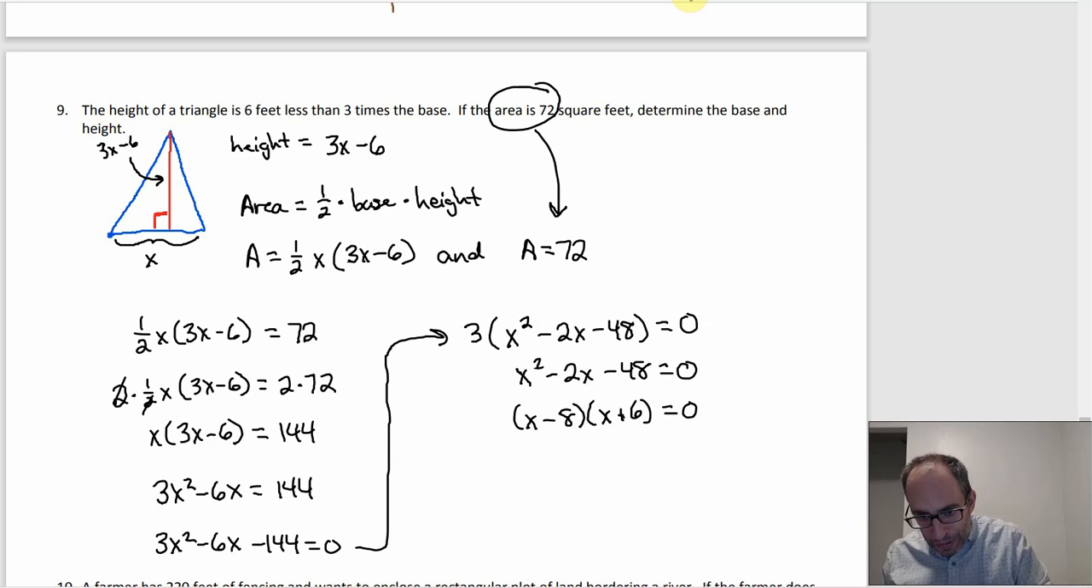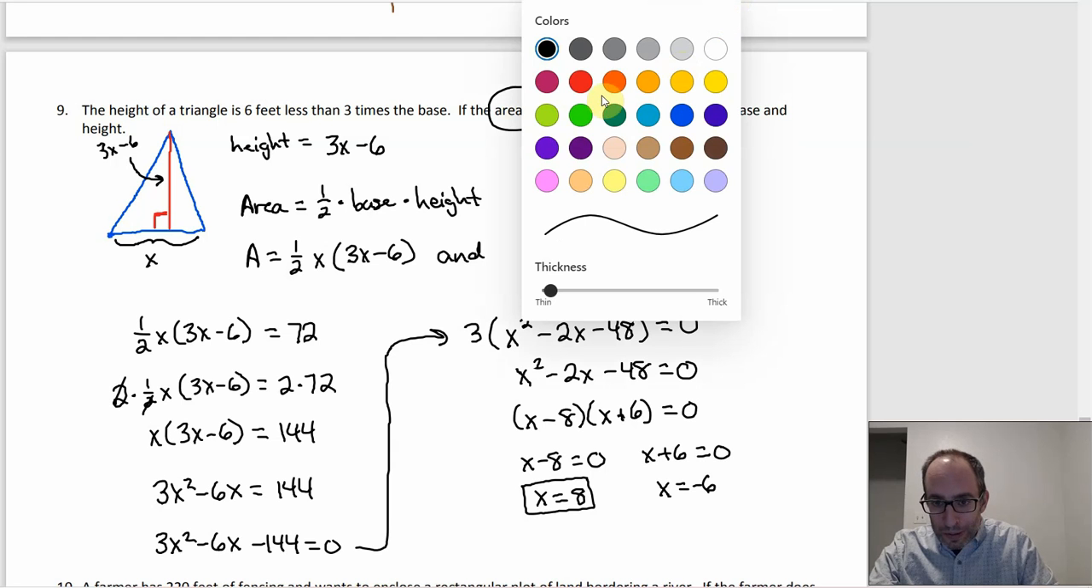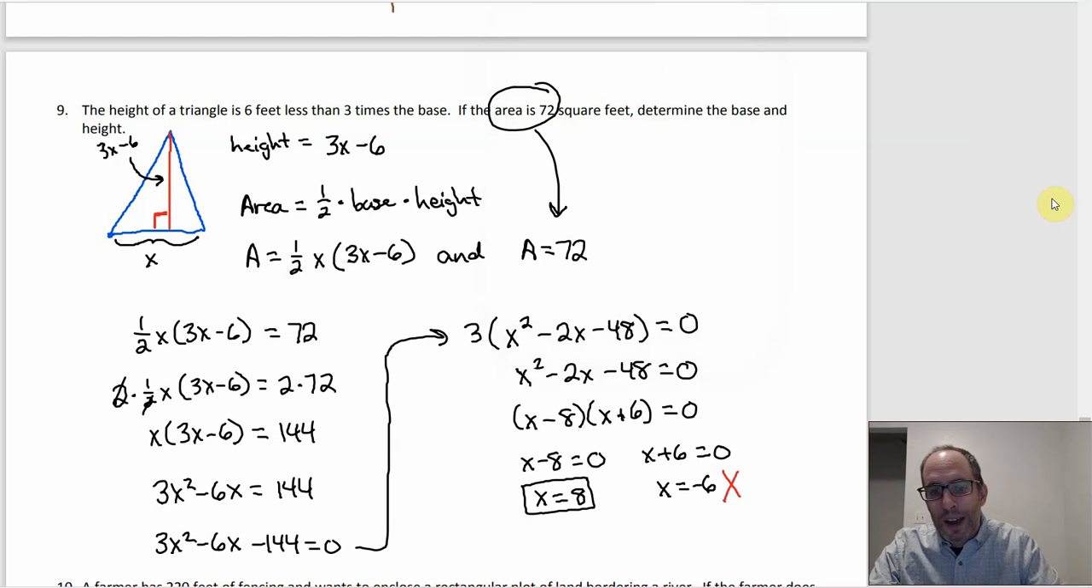All right, well then you could use the zero product property again and say x minus 8 equals 0 or x plus 6 equals 0. So then here you'd have x equals 8, and that is an answer. Here you get x equals negative 6. That is not an answer. So this one doesn't work. And why does that not work?